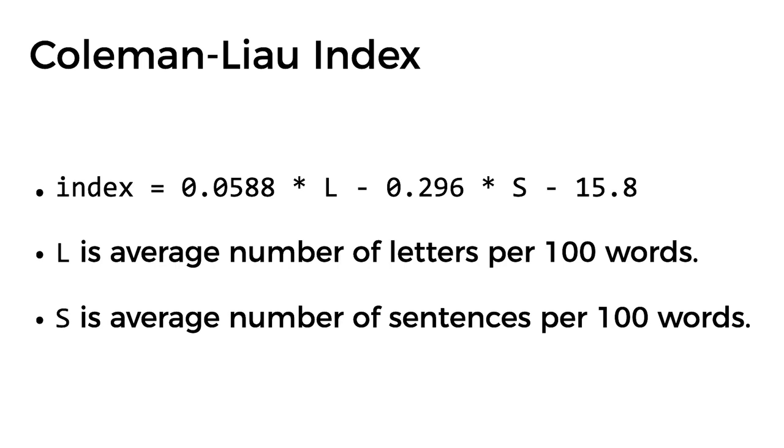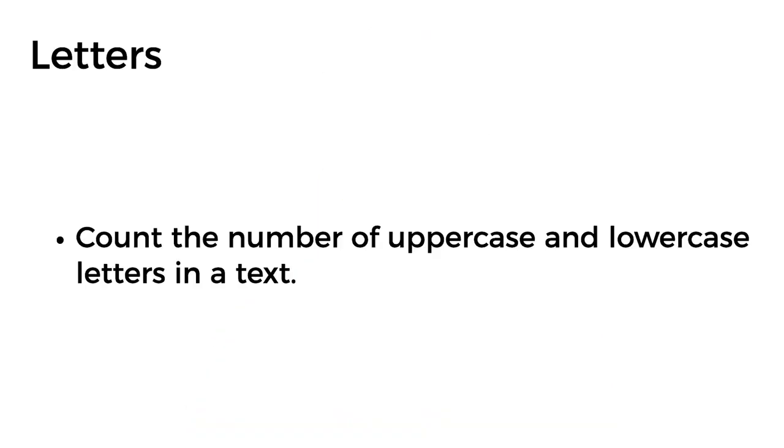So in order to determine the readability of a particular text, what we need to do is calculate the number of letters, words, and sentences in that text, and then use the Coleman-Liau index formula to figure out what grade level might be most appropriate. So let's take a look at each of those three in sequence, beginning with figuring out how many letters are in the text. In this case, we're going to count the number of uppercase and lowercase letters in the text to determine the total number of letters.